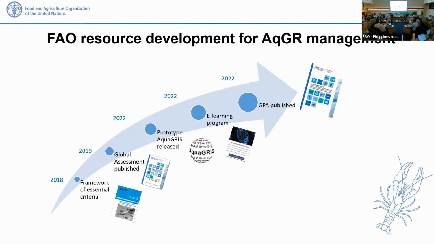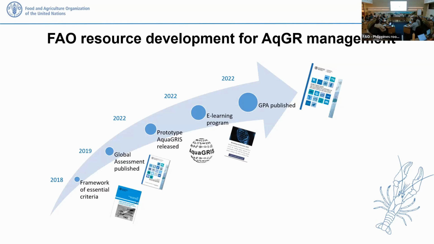But in terms of the cycle of work we do with the Commission, we translated the needs and challenges identified in that global assessment into a global plan of action, or a GPA. That global plan of action was published in 2022, and it has been adopted by all FAO member countries through the FAO Council. Essentially it's a non-binding, voluntary instrument that all countries have signed up to. And it's now a tool that can be implemented.